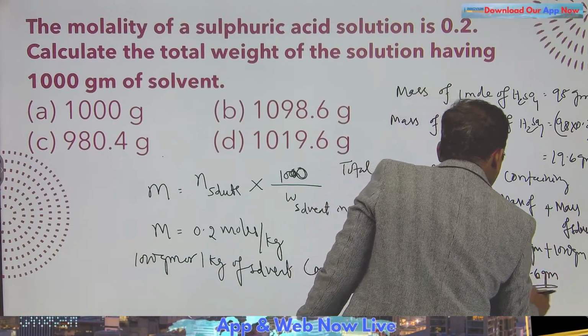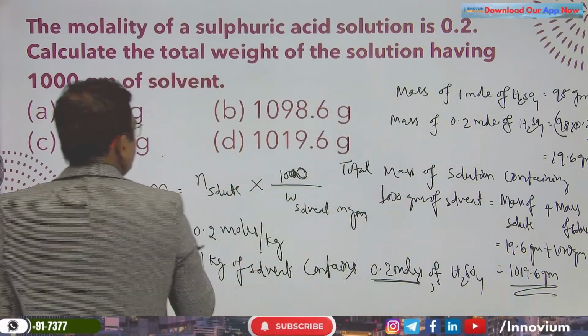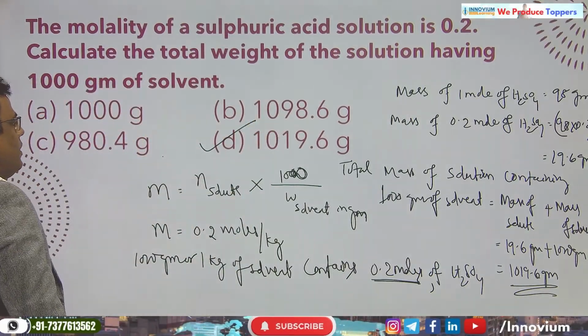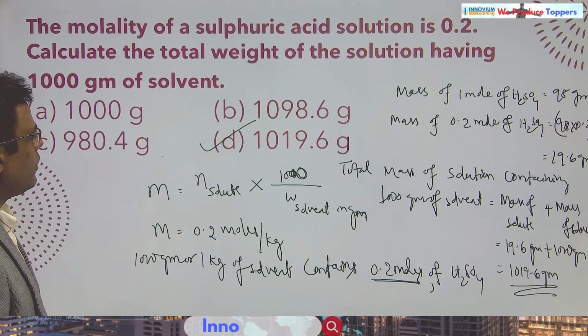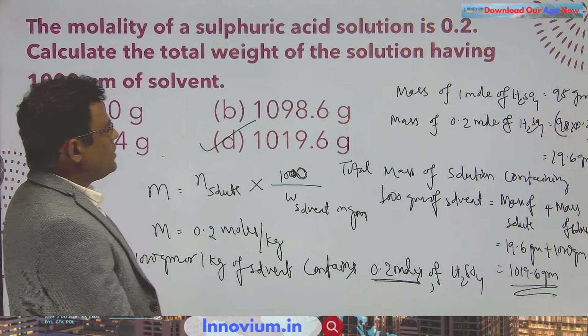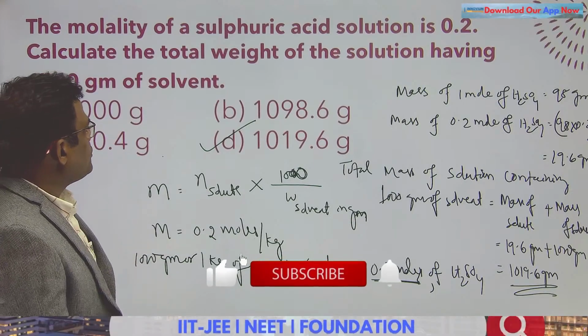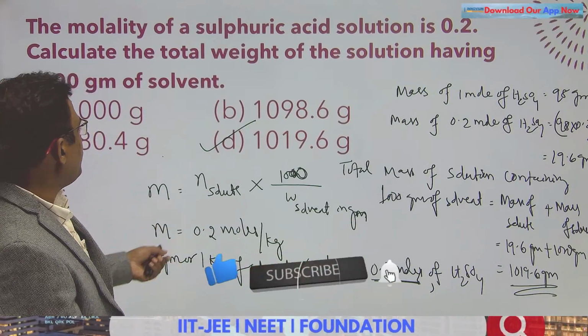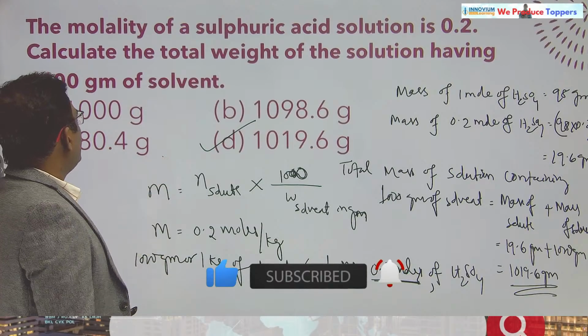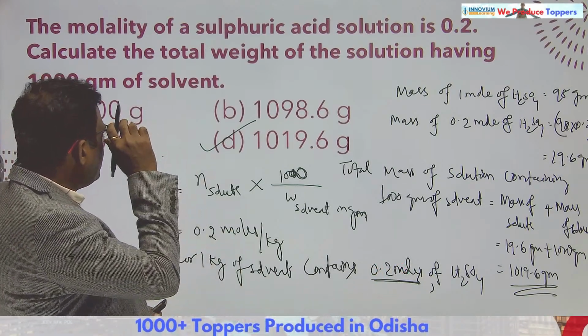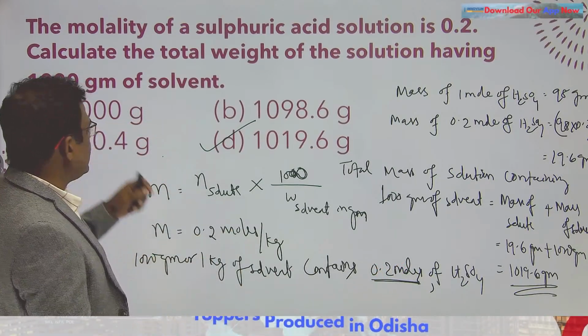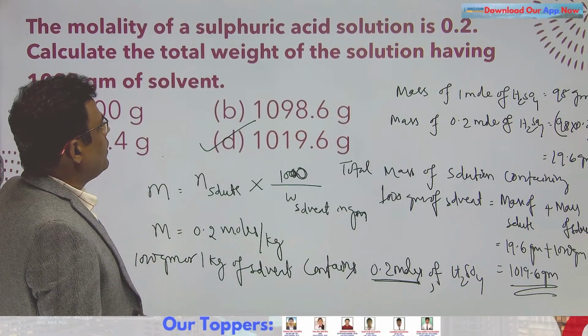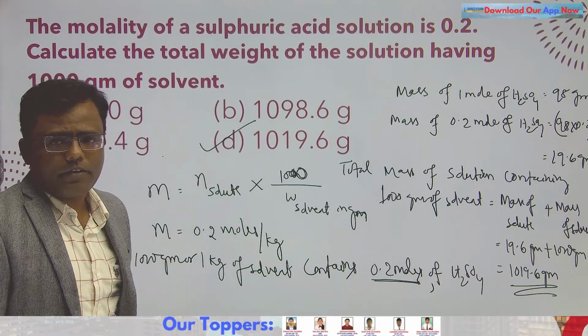1019.6 gram. So this is the answer. So here you see the answer is option D. Got it? Now you see this question can be twisted in different forms. Like instead of the given 1000 gram of solvent, the data may be given as 2000 gram or 1500 gram, or any mass of solvent may be given.